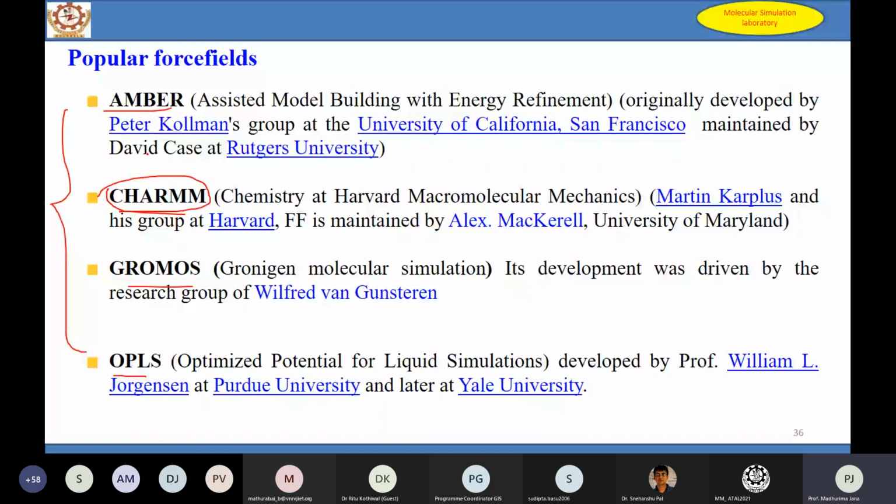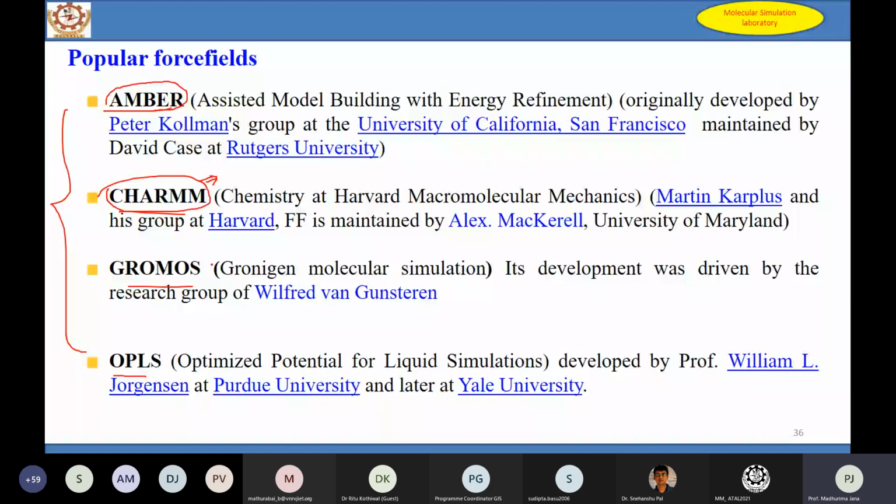Mostly for CHARMM, the force field is free. Then for GROMOS, both the force field and the simulation package are free, and OPLS is also a kind of free, but for AMBER and CHARMM one has to purchase the simulation package. So these are the popular force fields. If somebody is interested in protein simulation, they can go through them. The details are given here, but I'm not going to discuss them.